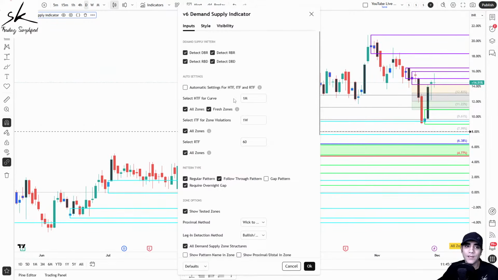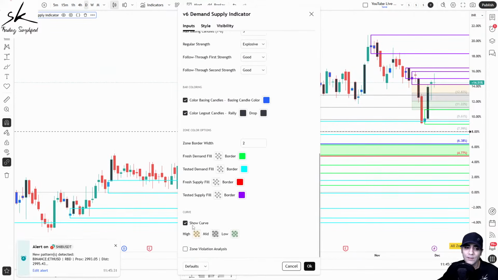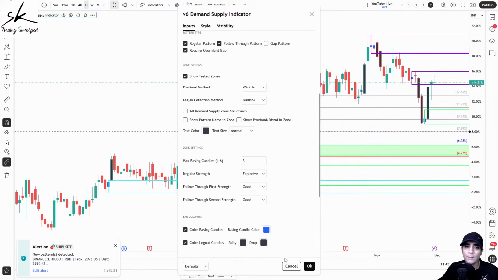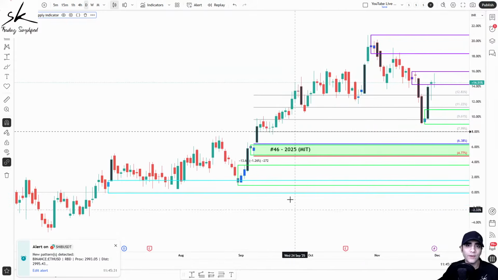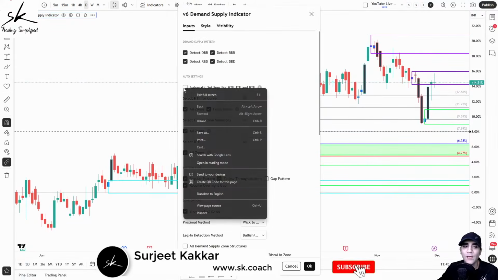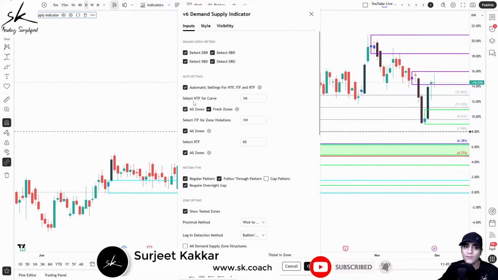So what is happening is that once I enable a setting, that setting remains enabled unless and until I manually remove it. So for a person who has a free account, they will have to switch between these settings manually over and over again. To avoid this manual enabling and disabling, we have given this option for automatic settings, so that when I go to the higher time frame, it will automatically do the curve analysis for me, and for curve analysis it will use all zones.